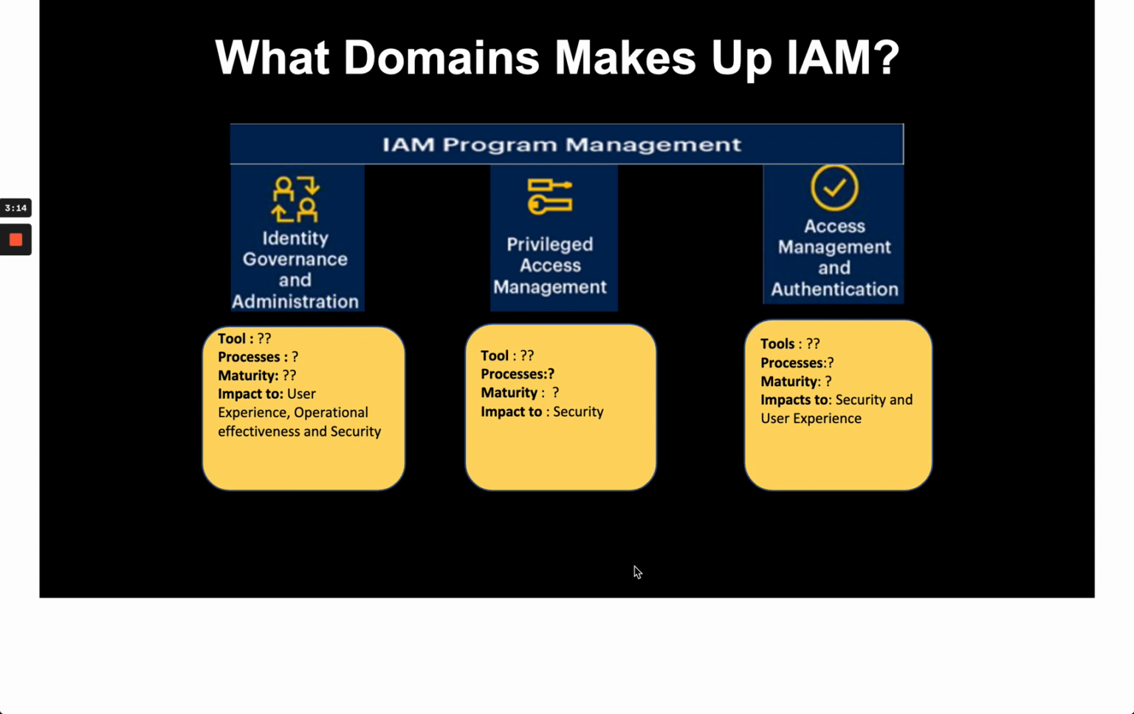Privileged access management: what is the tool? What are the processes? Are there defined processes? Maturity: if somebody wants privileged access, what is the end-to-end process? And how do we manage privileged identities? Credential rotation: what are the policies? And for authentication and authorization, what is the tool? What is the process? What is the maturity? You might come to know that in the IGA space, your tool is a homegrown, highly customized tool with a lot of technical debt, and you will automatically know what the maturity is. So this is just to give you an idea about what's going on there.